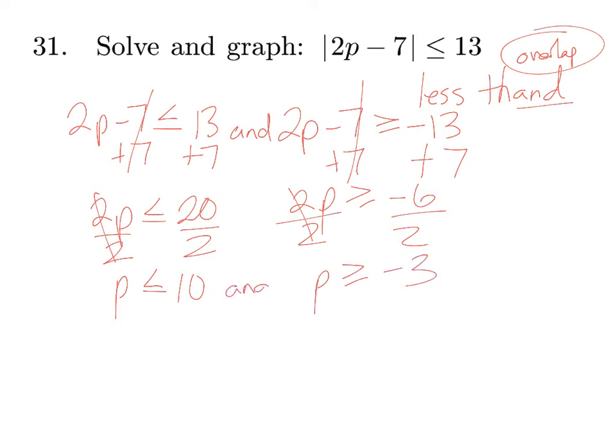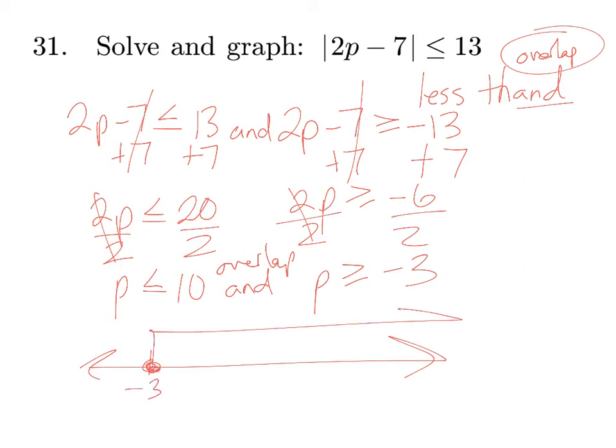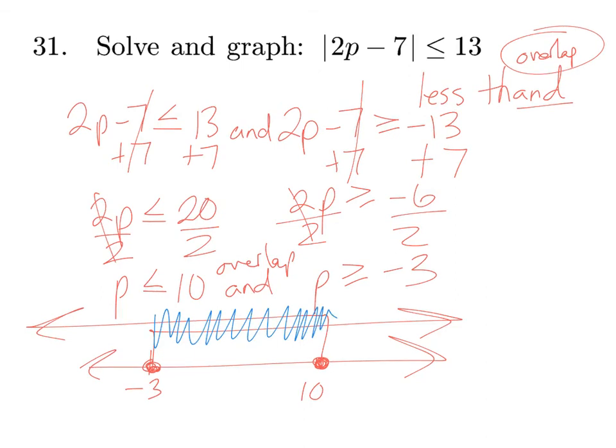Once again, they're connected by an and, so you're concerned about where the graphs overlap. Okay, let's see where that happens, or if it happens. All right, so negative 3 is over here. It says greater than or equal to, so I'm here and I'm going to the right. Then it says 10, 10's over here. It says less than or equal to, and I'm going to the left. Now, where do the graphs overlap? Right here, between negative 3 and 10.